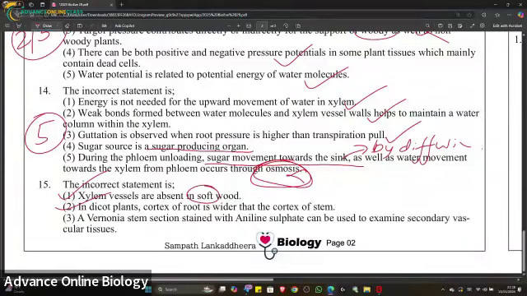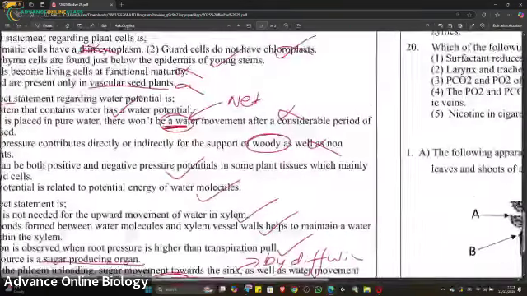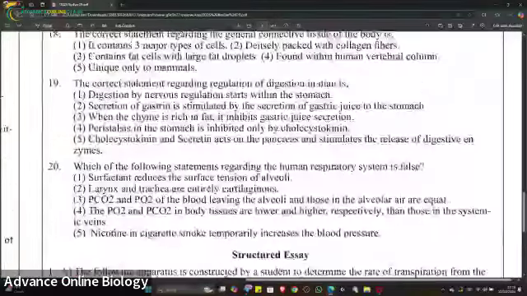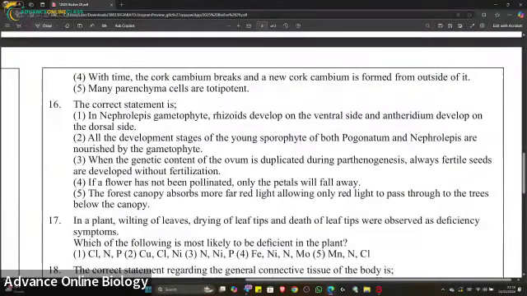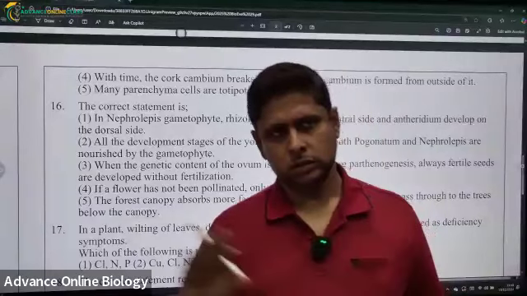Monocot Vernonia stem section stained with aniline sulfate can be used to examine secondary vascular tissues. I think it's correct because this is Vernonia. Which one did we take, lignified secondary growth or primary growth? I think for primary growth we took Tradescantia. For secondary growth, we took Vernonia. Helianthus also we took, no? Helianthus, right? So therefore, I think that statement is okay.